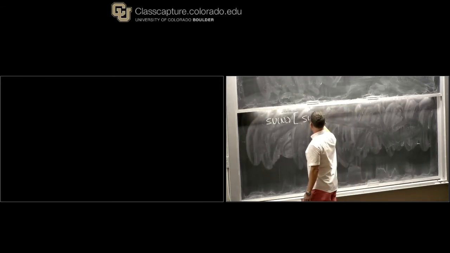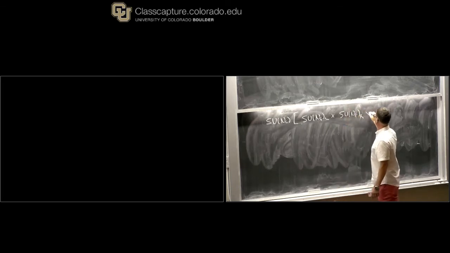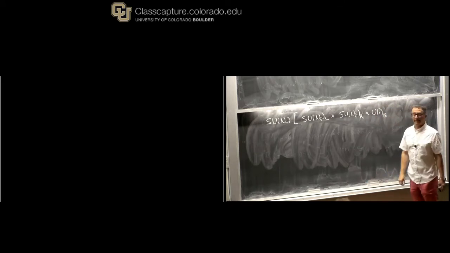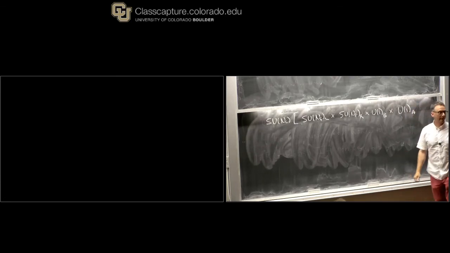There's an SU(N_F) left. There's an SU(N_F) right. There's a baryon number symmetry. And then there's an axial anomalous symmetry, which I wanted to also include here, even though it's going to be anomalous.